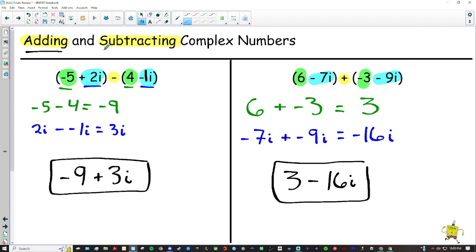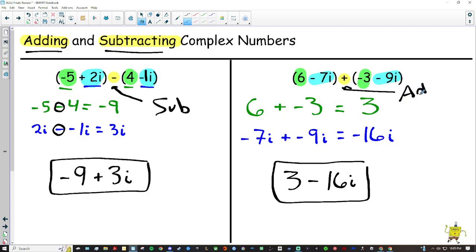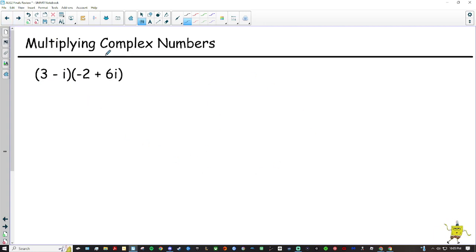This is adding and subtracting. Here we were subtracting because I had a negative in between, so I made sure I subtracted my terms. Here I had addition. I was adding, so I made sure I added together my two terms. Okay, let's go on to multiplying complex numbers. Now, you'll notice in between my complex numbers, there's nothing. These parentheses are touching. So I know that I need to multiply.